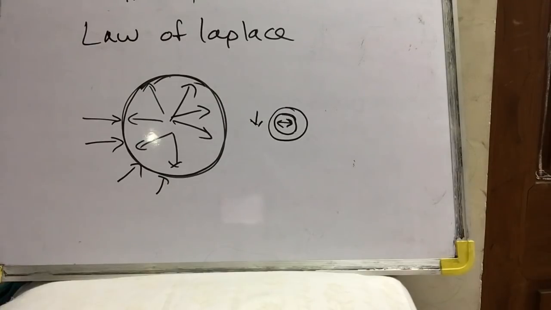That is why in the larger arteries, since the area is less compared to the capillaries into which the artery is dividing, the cross-sectional area of the larger artery is less. So the velocity here will be more.